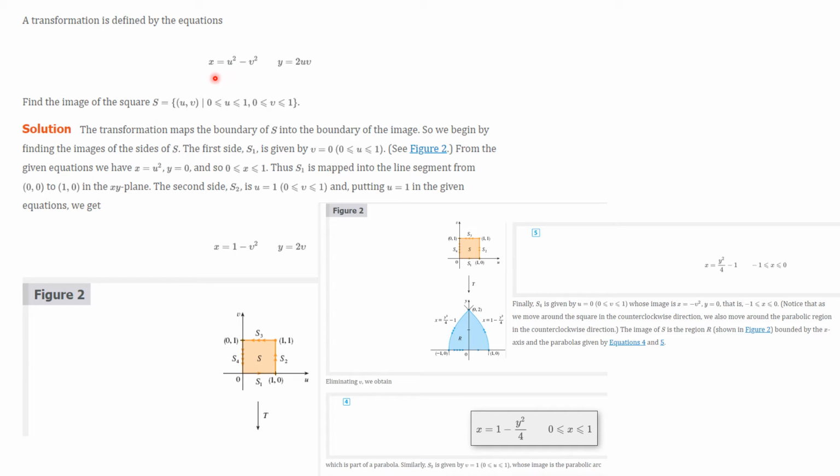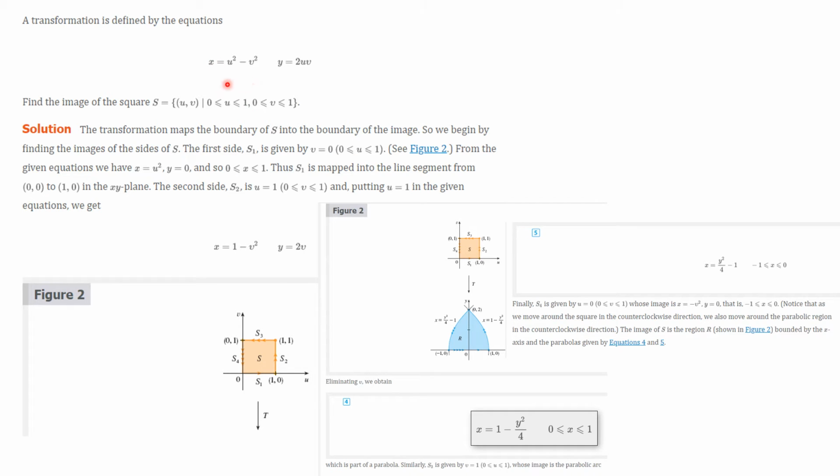So recall our transformation is this, and we're to find the image of this square in the uv plane. So this is the square we're looking at, and we're going to look at each side. So let's look at S1 first, which is down here. The first side, S1, is given by v equals 0, and u runs from 0 to 1.